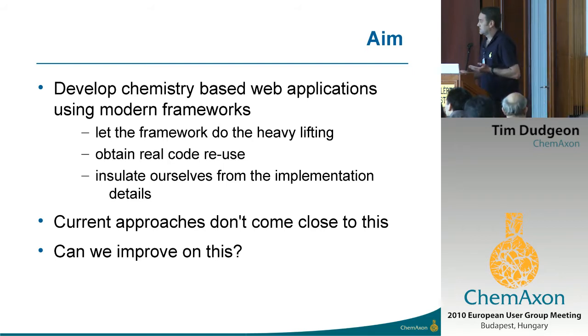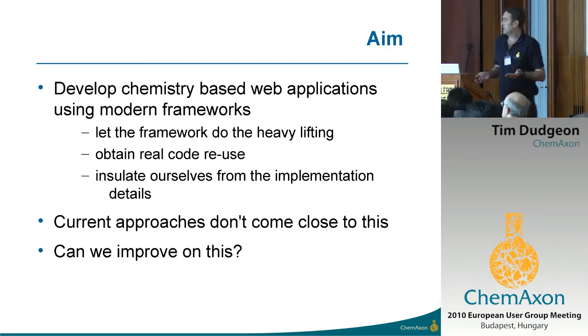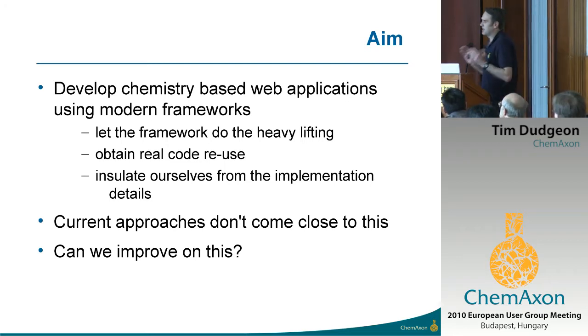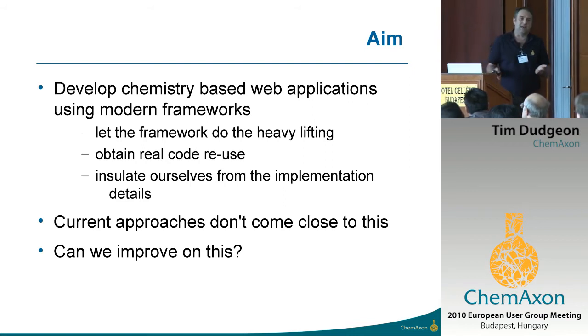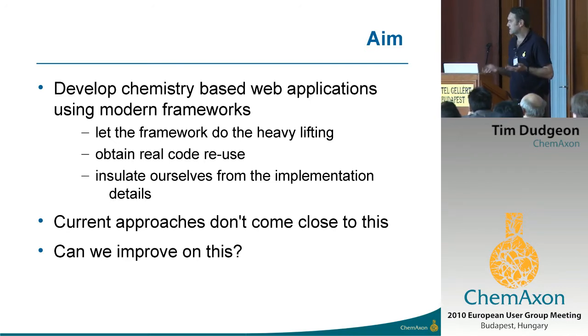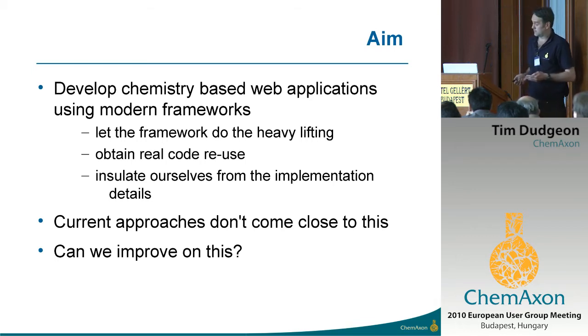Also, one of the key aims was to really try to get real code reuse. Really start using component-driven development. And also, one of the key things we were trying to do is insulate ourselves from the chemistry engine implementation, so that we could switch implementations if we wanted, and that the developer did not really need to understand the nitty-gritty of the implementation details of the chemistry engine. And basically, I think it's fair to say that modern approaches don't really come close to this when you're developing chemistry-based systems. And the aim of this experiment was to find out whether we could improve on this.